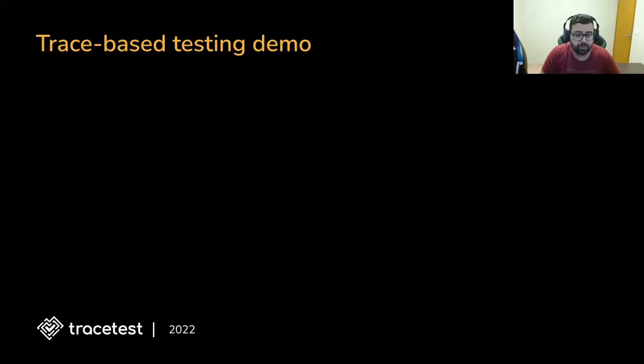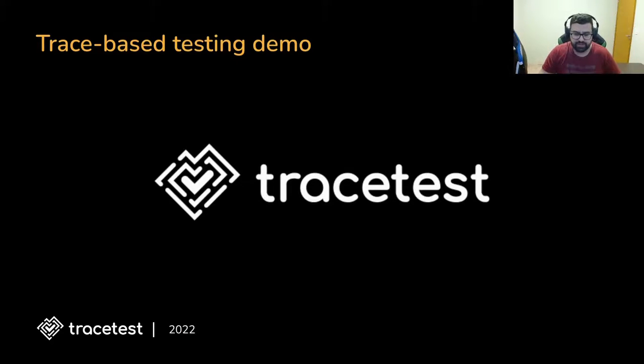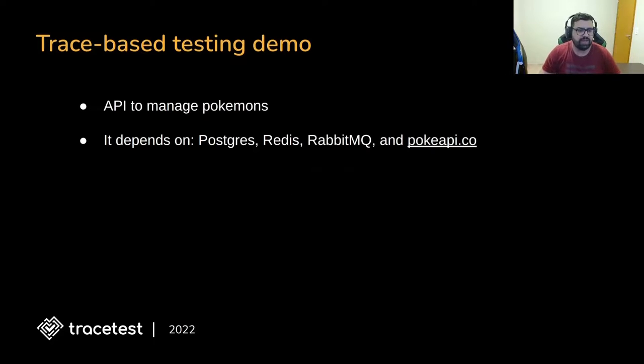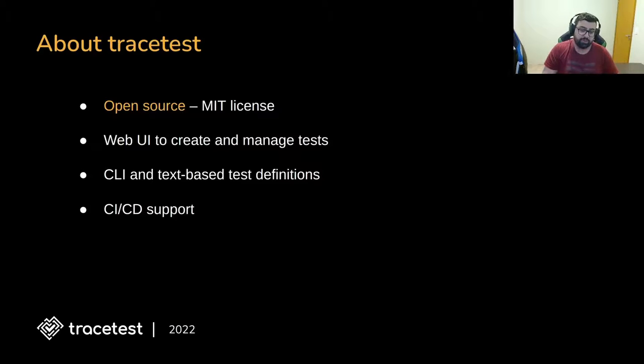So about the demo that we're going to show now, I'm going to use Tracetest to execute it. It is an API to manage Pokemon, and it has dependencies on Postgres, Redis, RabbitMQ, and PokeAPI. That's an API that returns Pokemon information based on the Pokemon ID. And about Tracetest, it's open source. Its license is MIT. It has a web UI that allows you to create and manage tests. And if you are not a fan of CLI and test files, you can use that to create your tests and run them, just as powerful as the CLI.